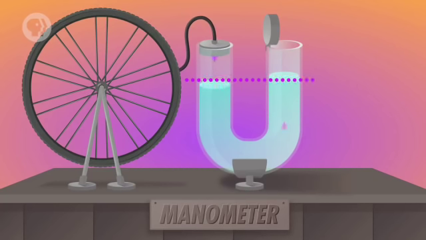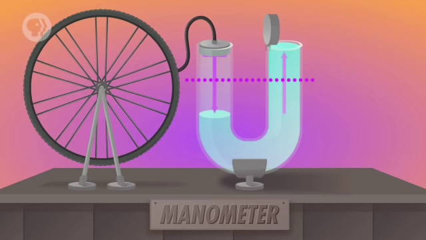If there's a difference in the pressure on each side of the manometer, whichever side has the higher pressure will push the fluid away from it, creating a difference in the height of the fluid on either side of the U. In this case, the inside of the bike tyre has a much higher pressure than the atmosphere, so the level of the fluid on the side of the U that's closer to the tyre will be lower.